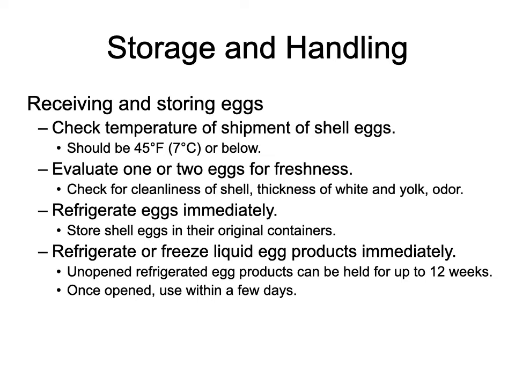So when I get eggs in, I check the temperature of them. I evaluate 1 or 2 eggs for freshness. I just double check to see how they look. I refrigerate the eggs immediately and keep them refrigerated as much as I can. There are times when we want to let eggs sit out and warm up to room temperature to use them at room temperature. That's fine, as long as we're using them up and they're going to be baked. Refrigerate or freeze liquid egg products immediately, depending on the product. Unopened egg products can last for up to about 12 weeks, but once they're opened, you really need to use them up in a few days.